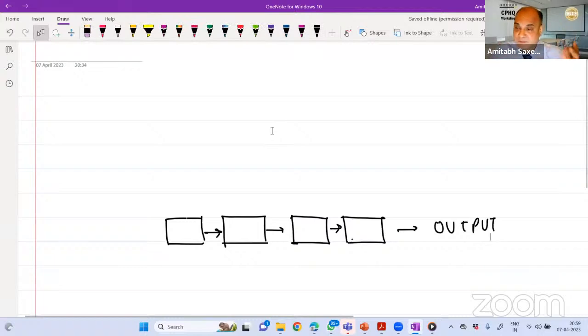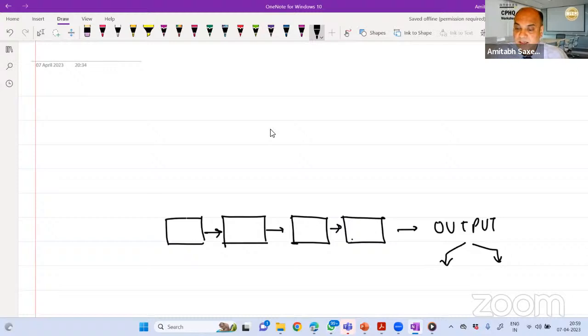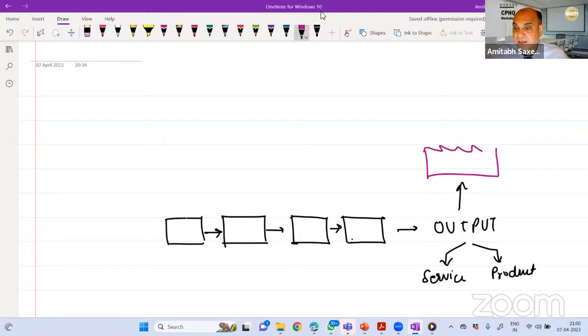And from healthcare perspective, of course, the output could be either a service or it could be a product. Product means, sometimes a prescription, or sometimes a medicine, or service. Service is treatment, consultation. So the output is treatment or consultation, and this output is received by a customer.